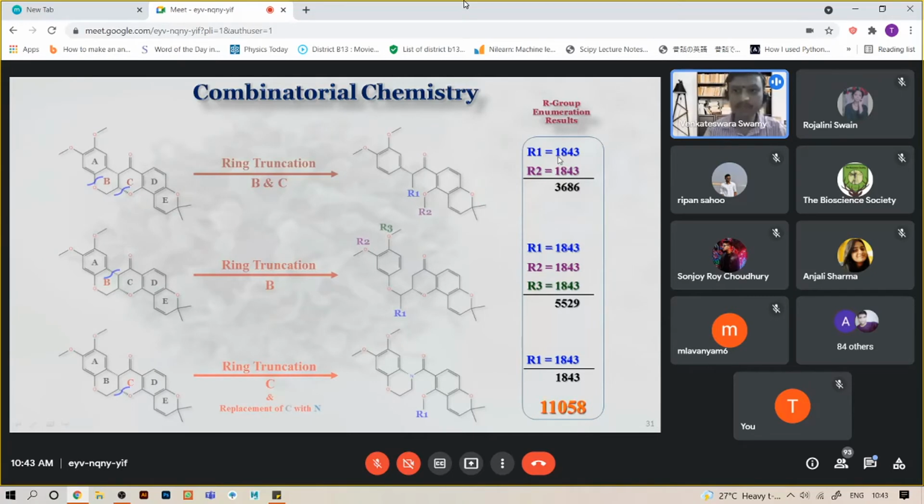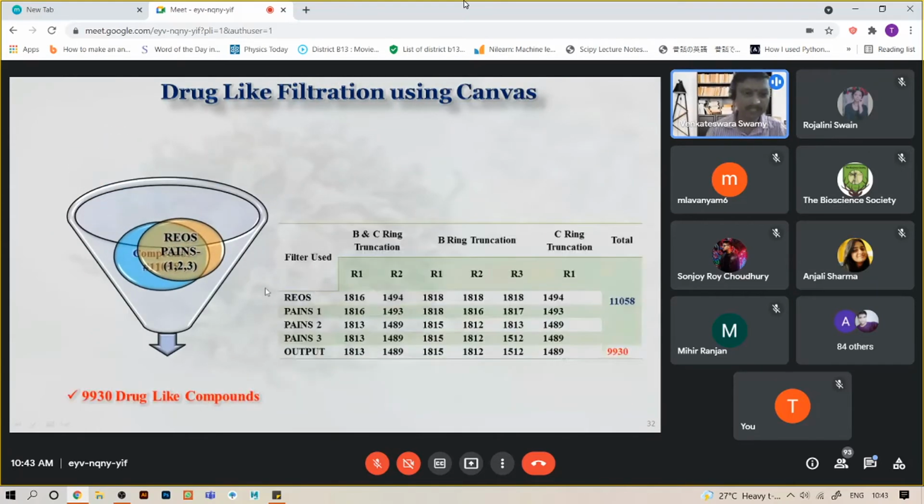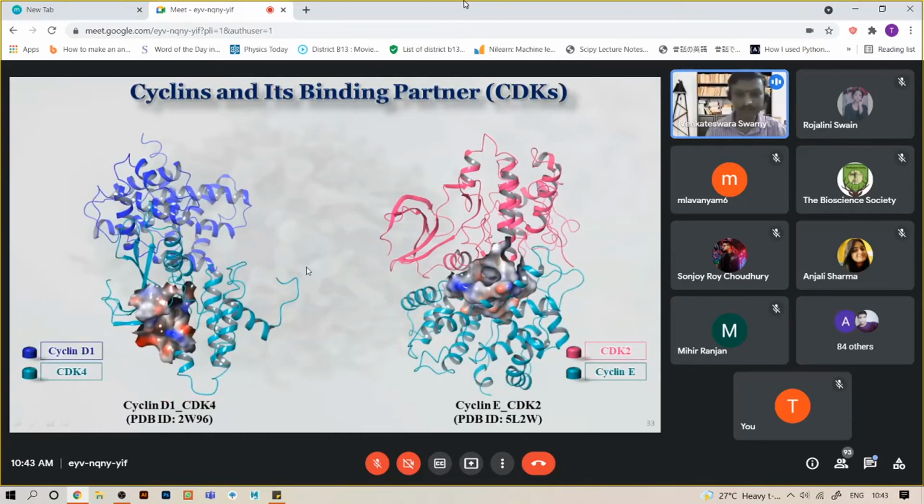So here by 1843, and R2 by this we can also get 1843 molecules, and in total 3686 molecules have been generated. In the same way, by various modifications we are able to get a huge amount, 11,058 molecules, generated by the computational chemistry methods. Then we proceeded with the filtration methods, and after filtering we got 9,930 drug-like compounds from this method by the software called Schrodinger.